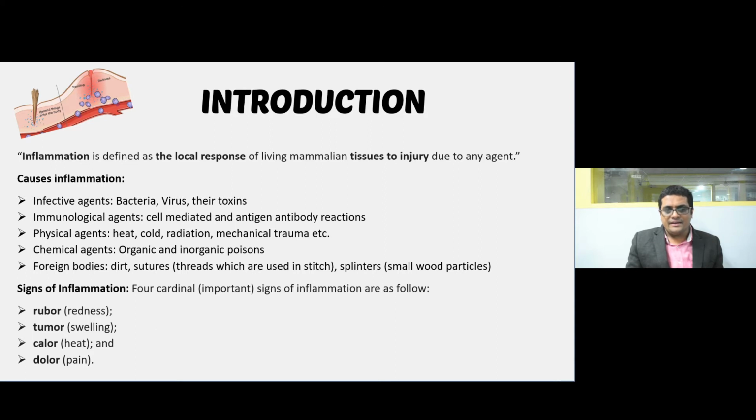Signs of inflammation. The four cardinally important signs of inflammation are as follows: rubor means redness, tumor means swelling, calor means heat, and dolor means pain. So these are the four main signs and symptoms of inflammation: redness, swelling, heat and pain.